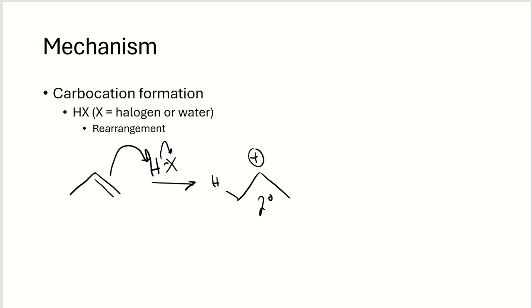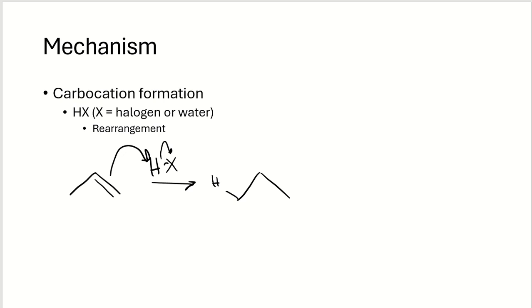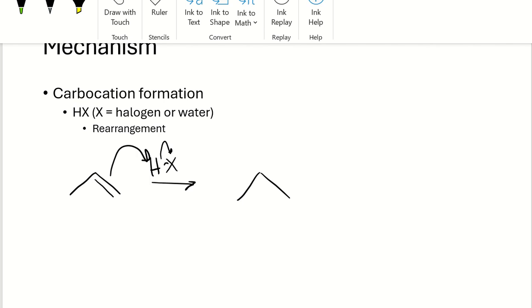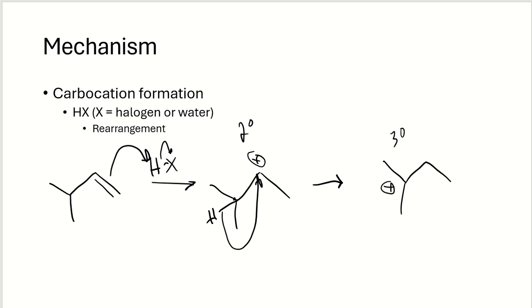Whereas if I were to try a different starting material here, in which I extended this, when I add that hydrogen, I would still get a secondary carbocation to begin with. But over here, we have a tertiary position. So if I were to shift this hydrogen over, I would now have a tertiary carbocation, which is more stable than secondary. So rearrangement will occur.